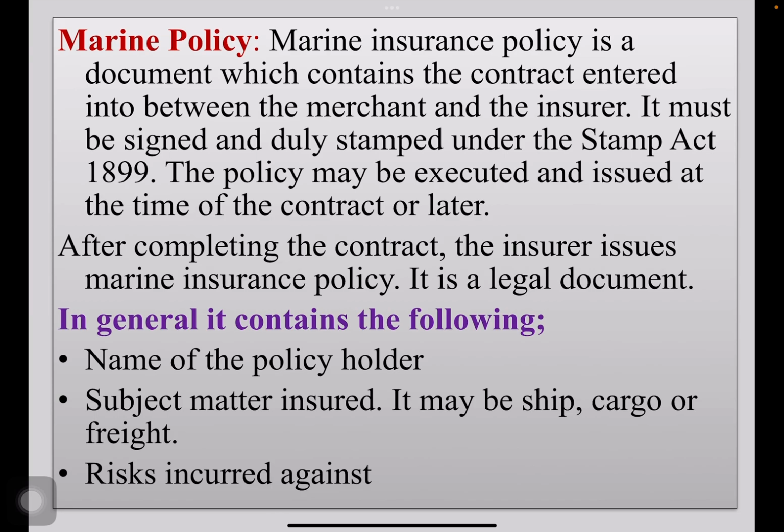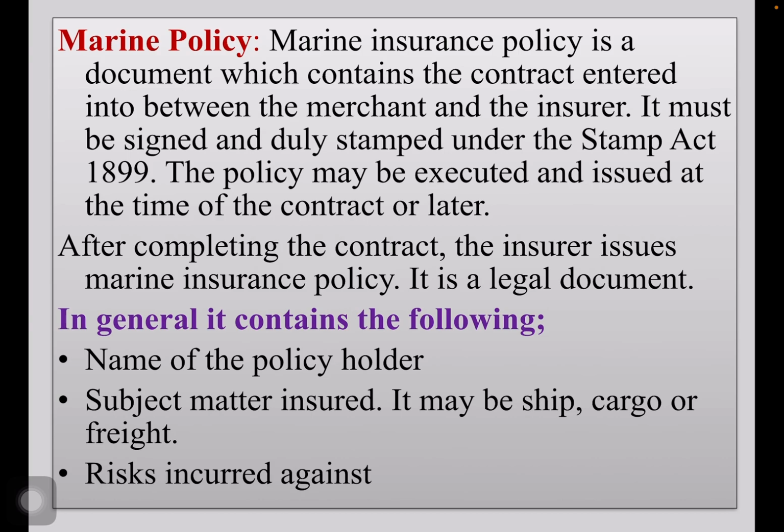Marine insurance policy is a document which contains the contract entered into between the merchant and the insurer. It must be signed and duly stamped under the Stamps Act 1899. The policy may be executed and issued at the time of contract or later. After completing the contract, the insurer issues the marine insurance policy and it is a legal document.